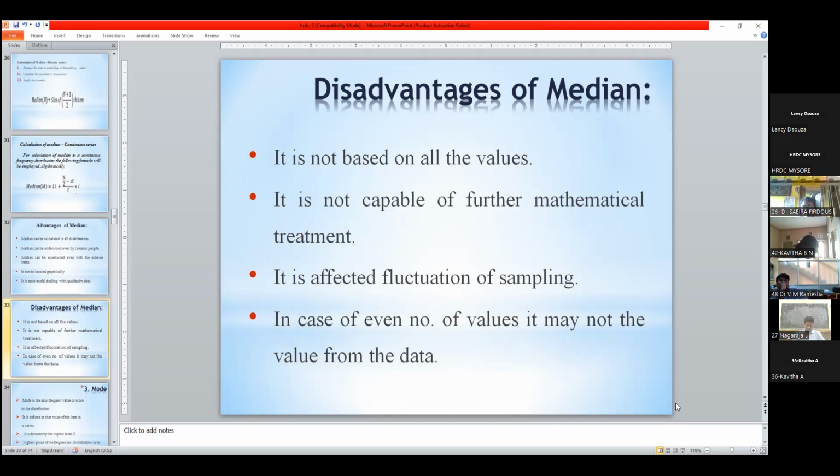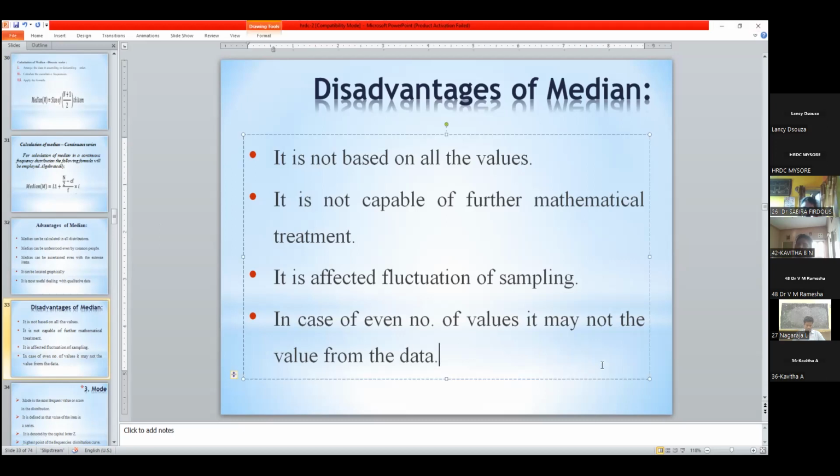Then median is affected by fluctuation of sampling. If there are sample fluctuations, the median also would change. By our standard, this should not happen, so it's still a disadvantage. In case of an even number of values, it may not be a value from the data because it comes somewhere in between, as the average of two. In such cases, it's not a true value coming from the distribution. It's a new value, so that can also be a disadvantage.